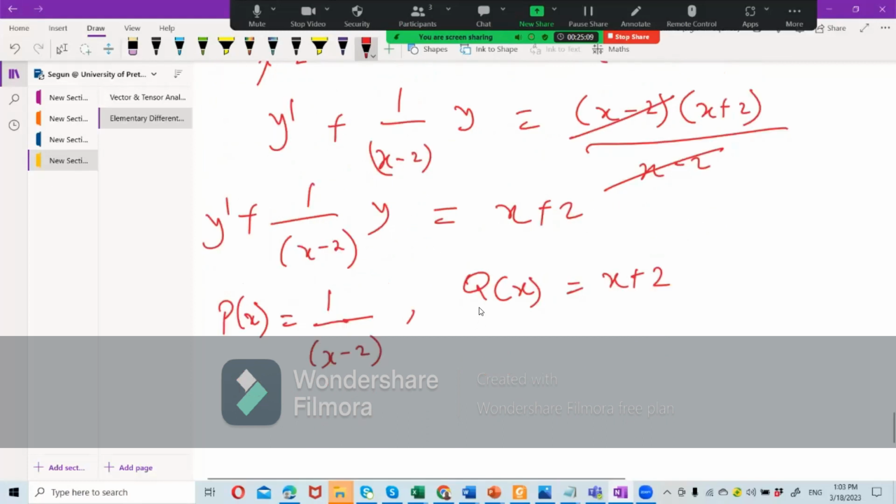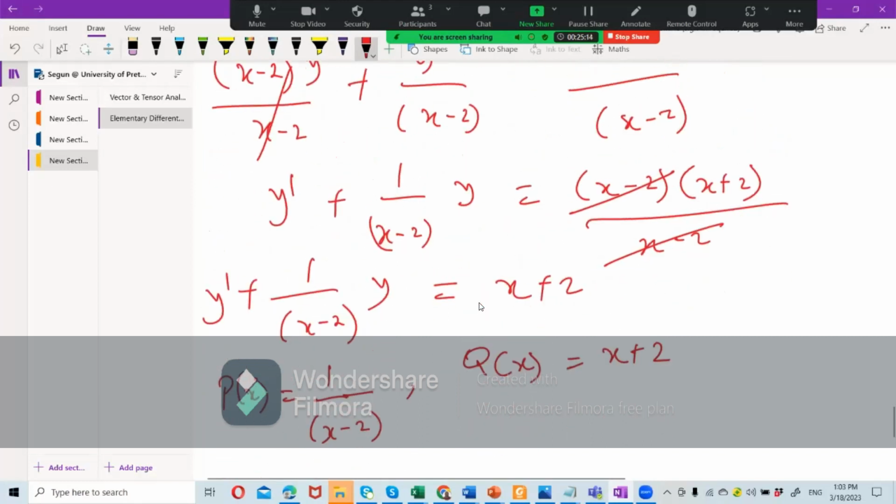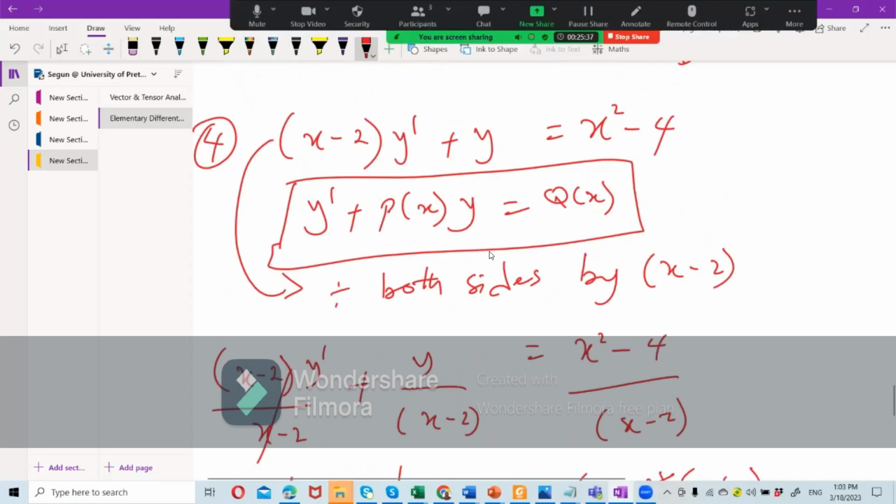Yes, please. You said p of x equals 1 over x minus 2, and the q of x equals x plus 2. So I don't know how we come about that, sir. Okay, look at this. This is the general equation. Can you see my screen? Yes.